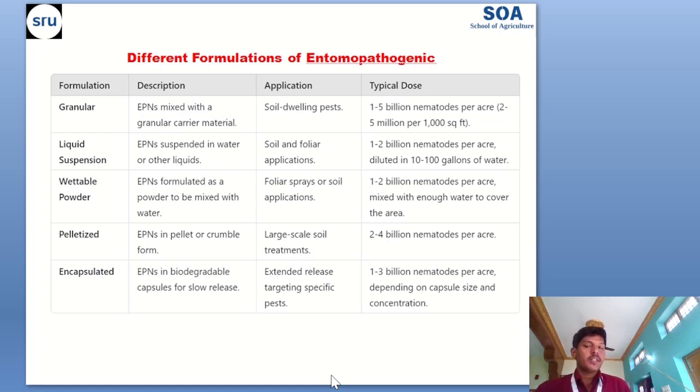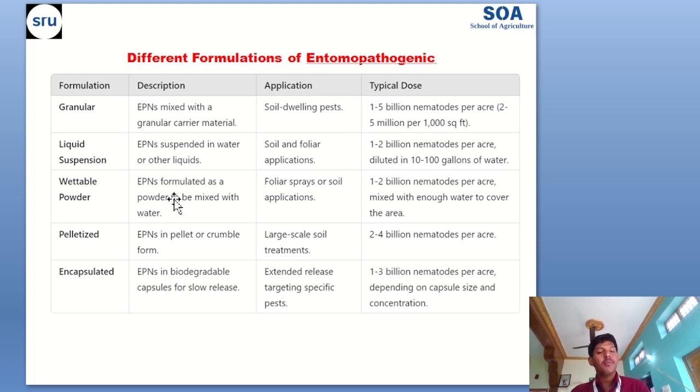Different formulations of entomopathogenic nematodes. Entomopathogenic nematodes are available in granular form, liquid suspension, wettable powder form, pellet form, and capsule form. In granular form, the entomopathogenic nematode is mixed with granular carrier materials. In liquid suspension, the entomopathogenic nematode is suspended in water or any other liquids.